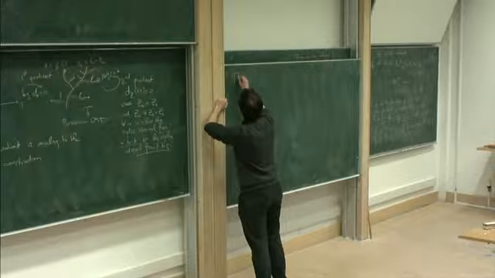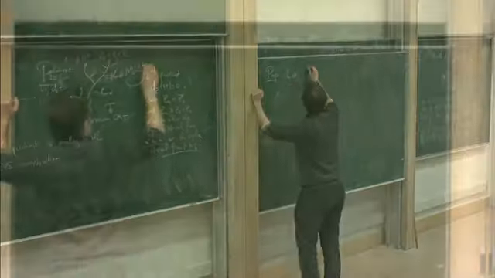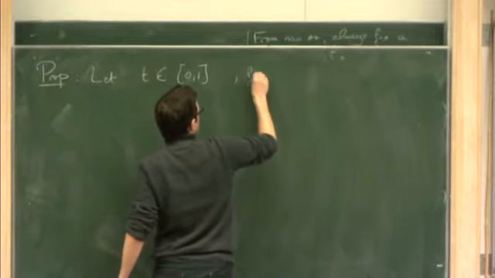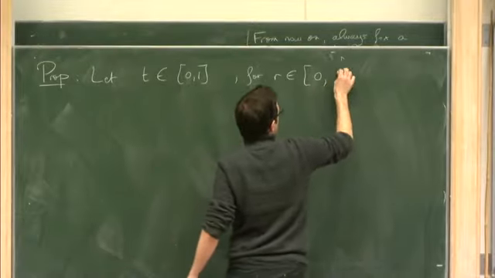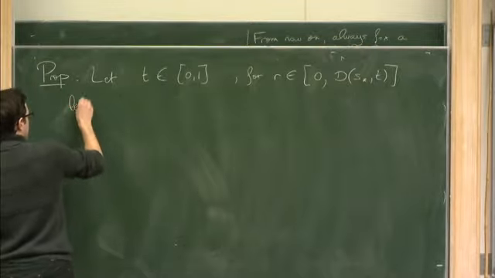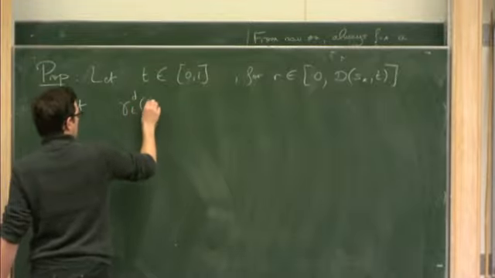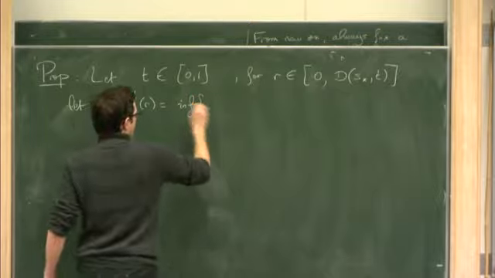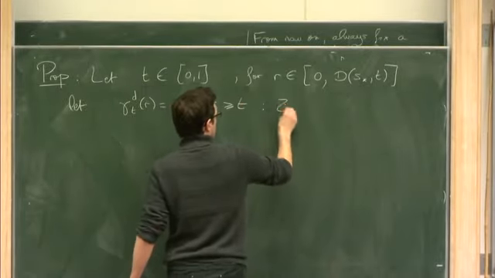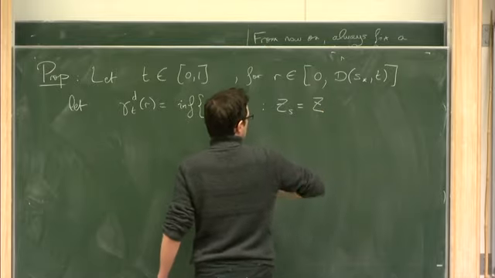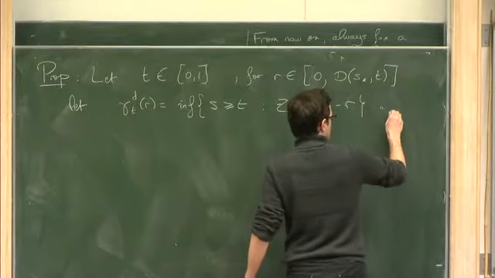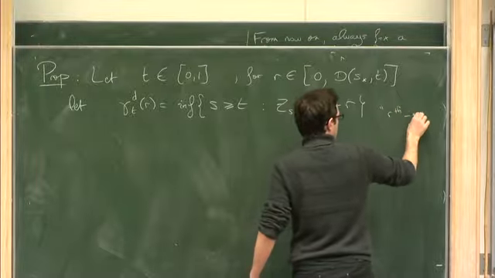So let's say proposition. Let T be in 0, 1, and for every R between 0 and the distance between S star and T, we let gamma d T of R be the first available S bigger than T such that the label of S is equal to the label of T minus R. And this I want really to call the Rth successor of T.